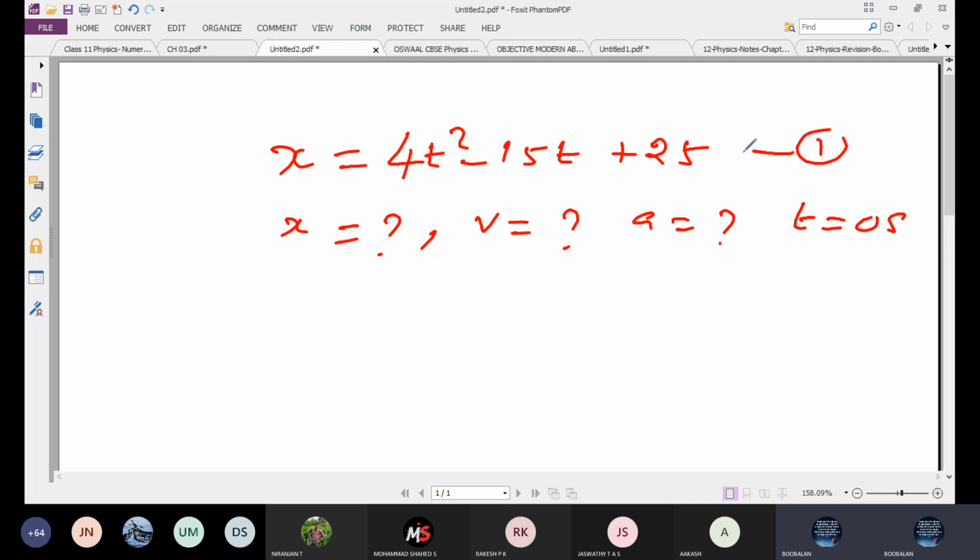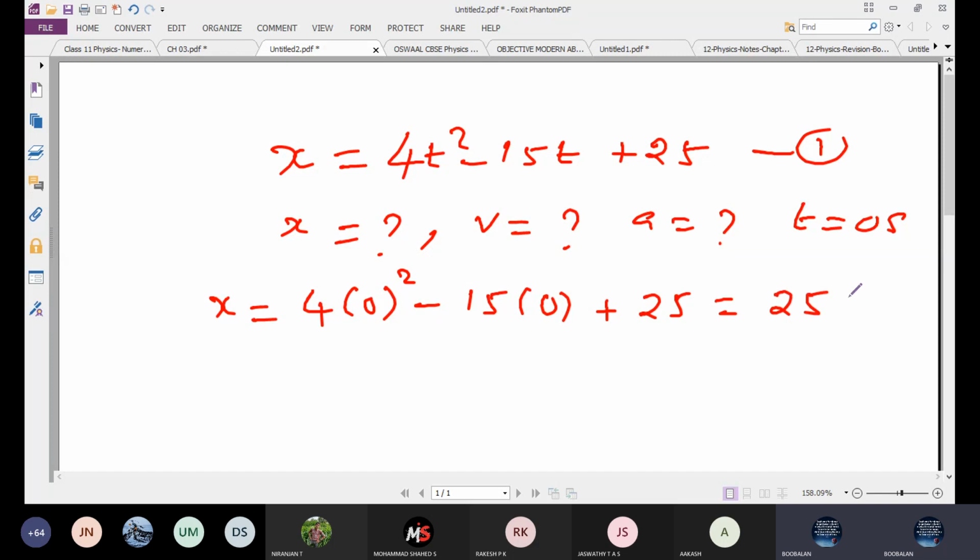This is a general equation. The x value is 4 into 0 minus 15 into 0 plus 25. Then what is the position? It is 25 meter. Completed.